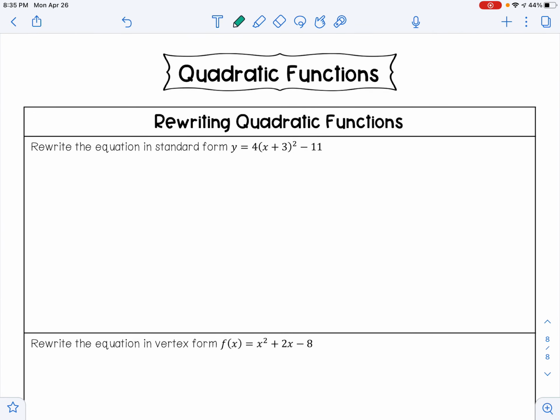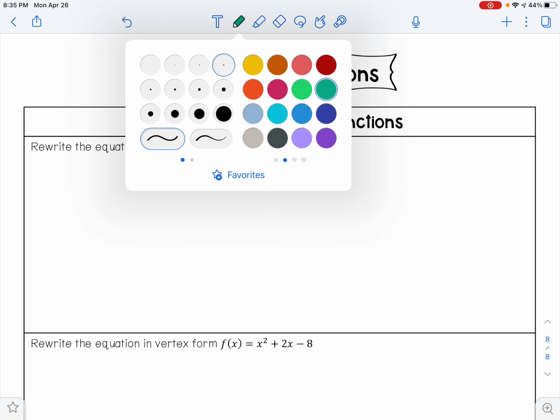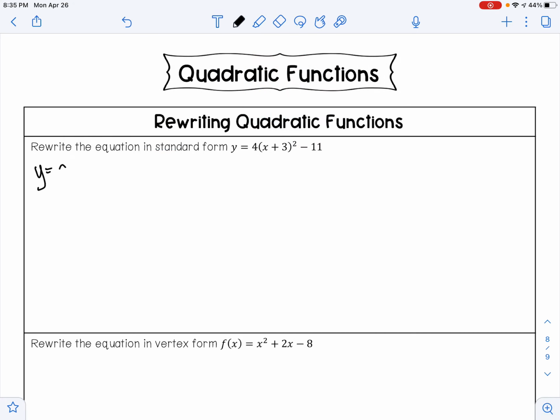The last thing that we learned how to do was how to rewrite quadratic functions into the different forms. So remember that standard form is y equals ax squared plus bx plus c. Right now, this equation is in vertex form. To go from vertex form to standard form, we need to multiply everything out.